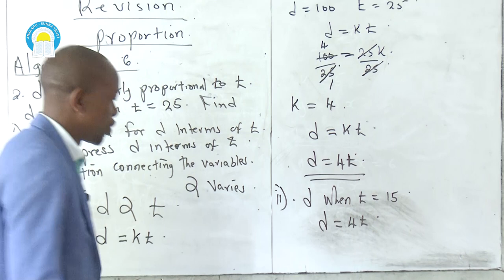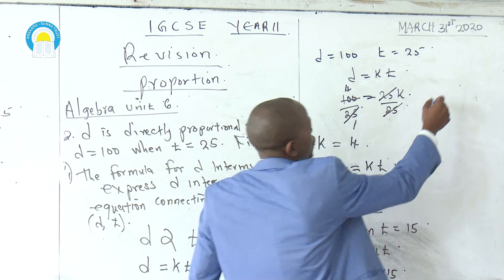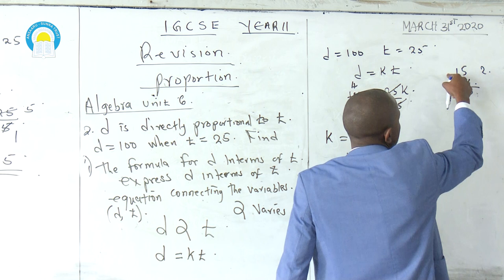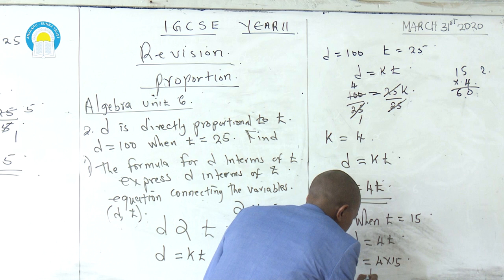Say D is equal to 4 times 15. Now, 4 times 15 is what? It can be 60. Let's work it out. Now, 4 times 5 is 20, 0 carry 2, 4 times 1 is 4 plus 2, which is 6. So our D is equal to 60.